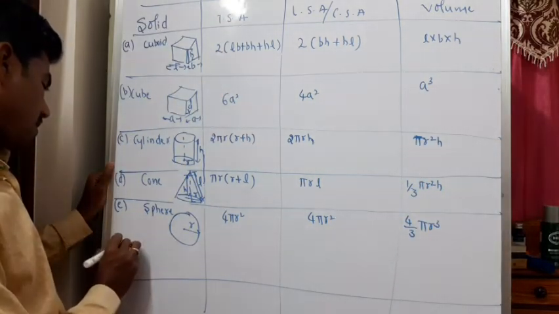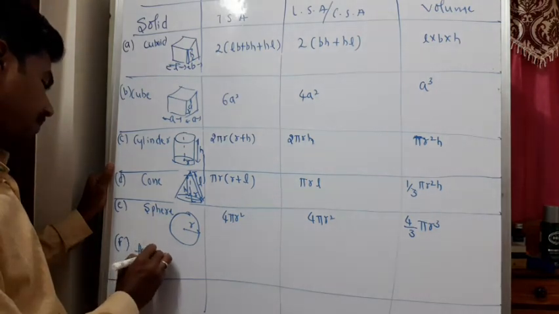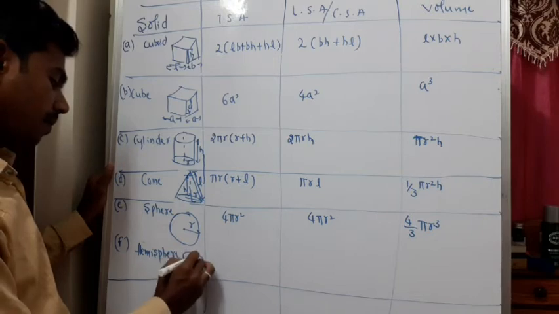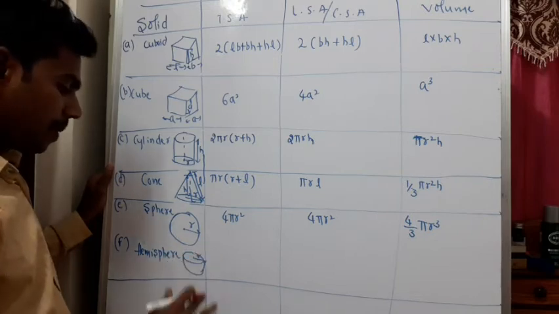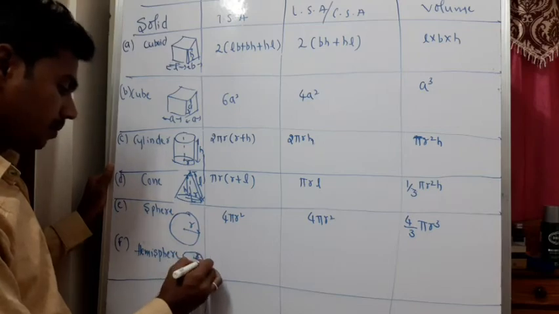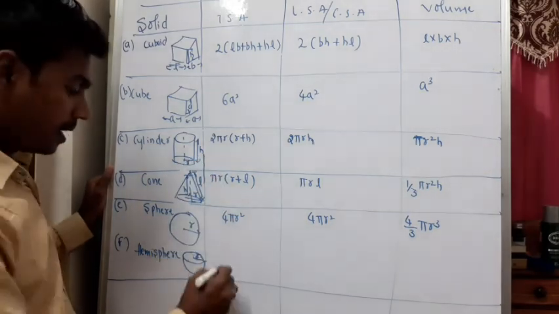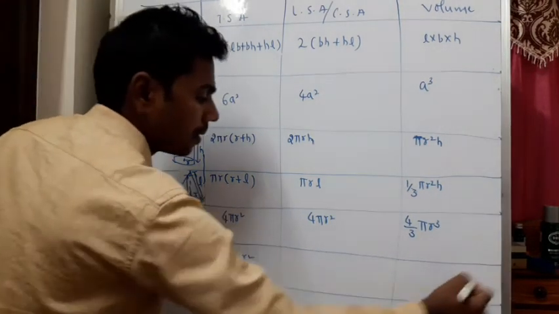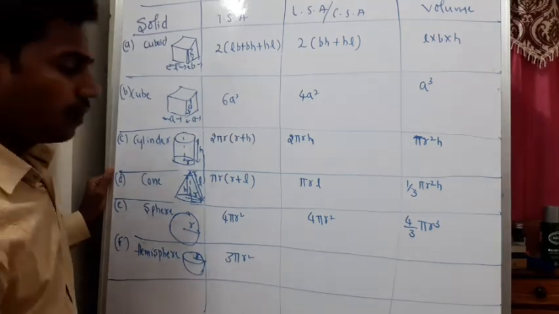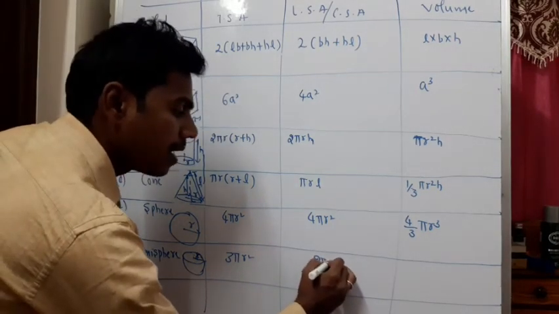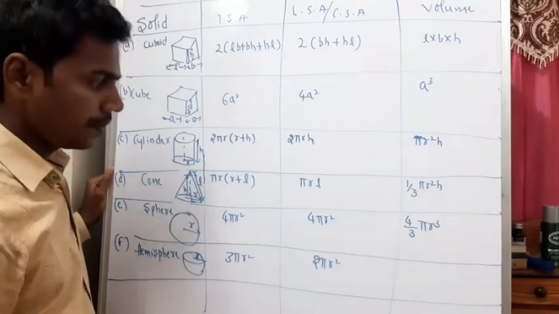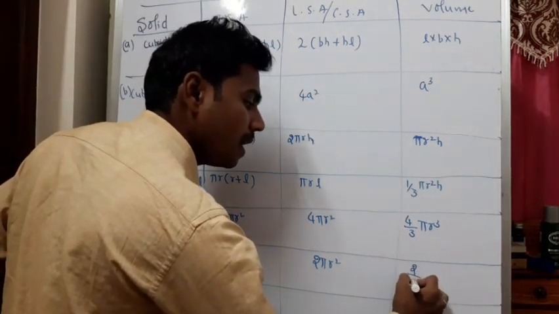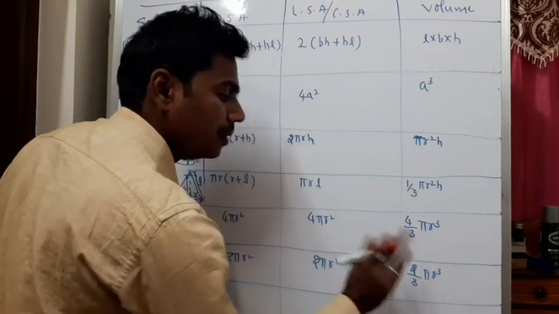So next, hemisphere. In case of hemisphere, what is total surface area? This is 3 pi R square. Next, what is curved surface area in case of hemisphere? 2 pi R square. Everything we have discussed. Next, volume 2 by 3 pi R cube, half of this.